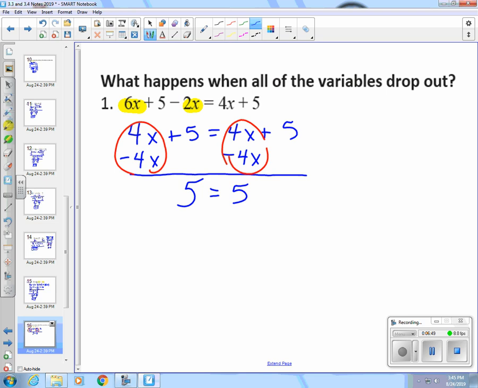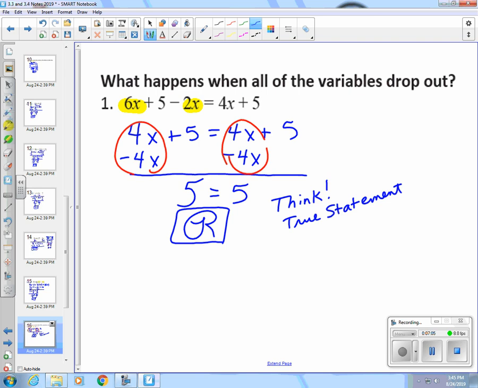When this happens, we have to think. This is a true statement. And since this is a true statement, we get to say that all real numbers will work in this problem. And the way that we say that is by making a capital R. That stands for all real numbers. Capital R. You can print it like this. That's fine. I did a scripted one. Very pretty.